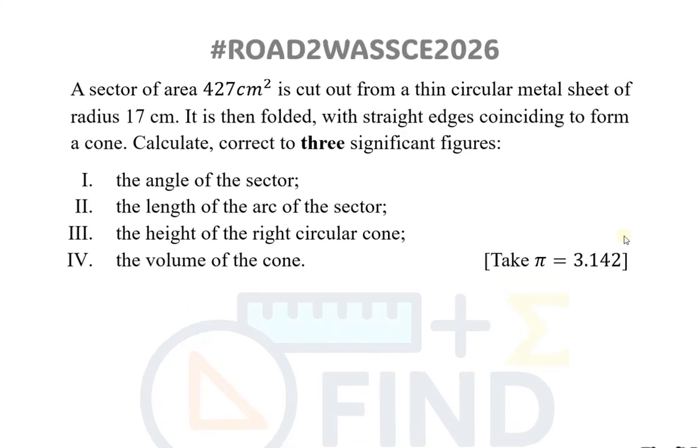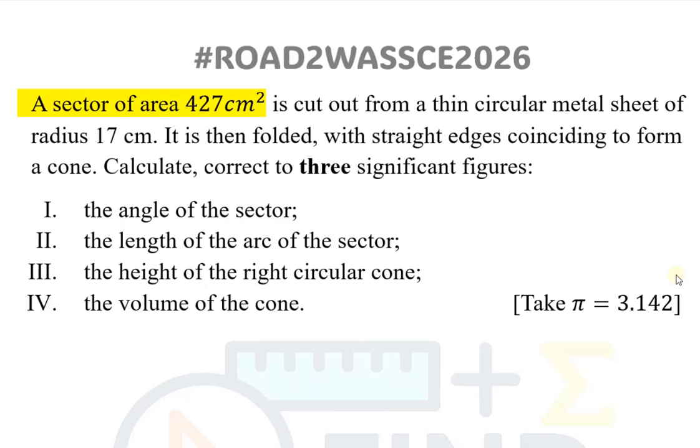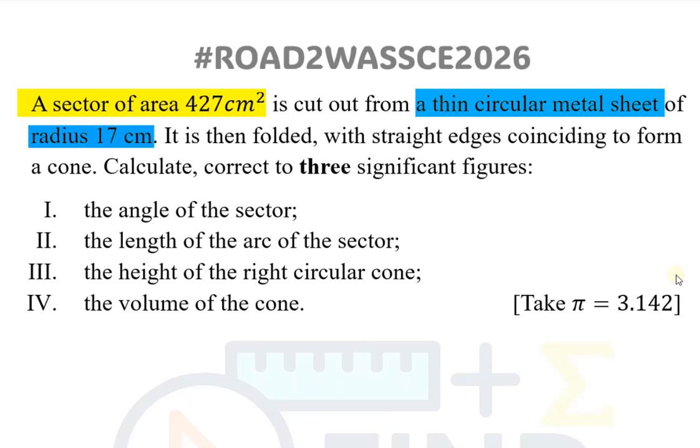Let's solve this problem. A sector of area 427 centimeters squared is cut out from a thin circular metal sheet of radius 17 centimeters. This was then folded with the straight edges coinciding to form a cone. Calculate, correct to three significant figures, the angle of the sector, the length of the arc of the same sector, the height of the right circular cone, and finally the volume of this cone. We have been given pi to be 3.142.